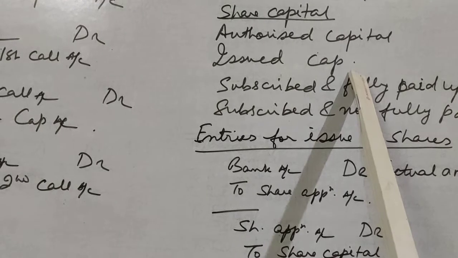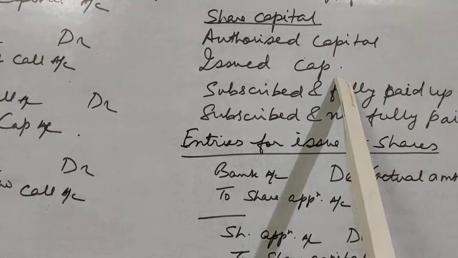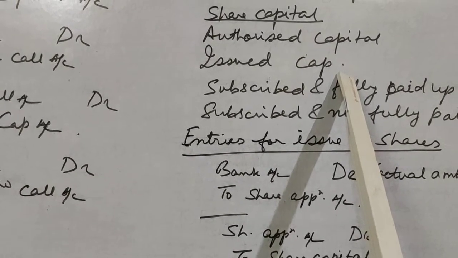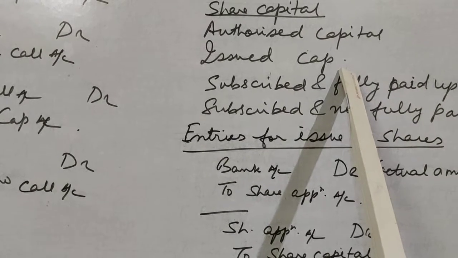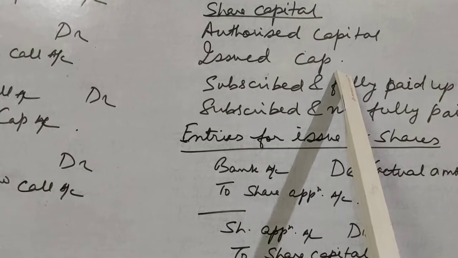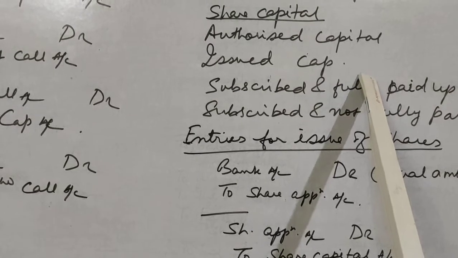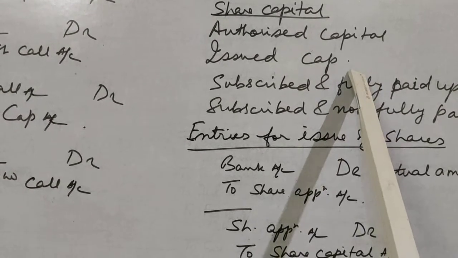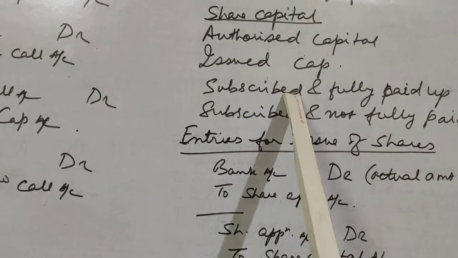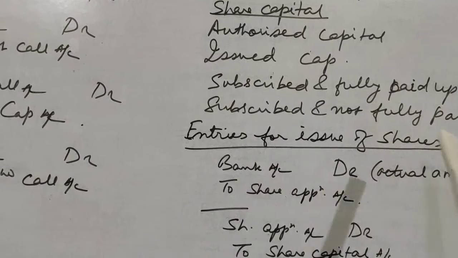Now why does it issue only 50,000 shares? Because that is the amount of capital that they require just now. They will not issue more capital, because more capital will lead to over-capitalization and idle funds, and thereby the company also has to pay more dividend to more shareholders, which is not good. So that is issued capital. Now out of that issued capital, how many shares have been subscribed for by the public? That constitutes your subscribed capital.